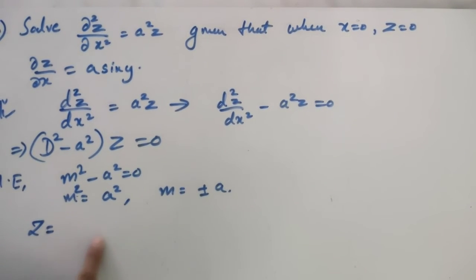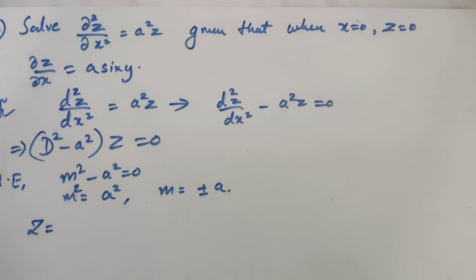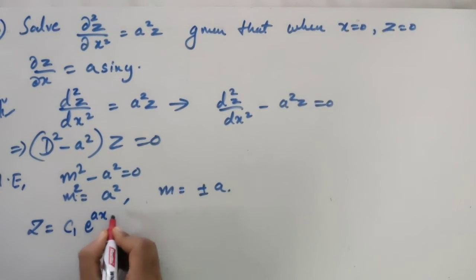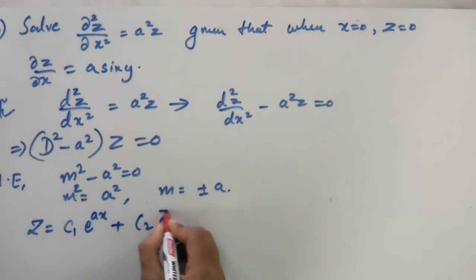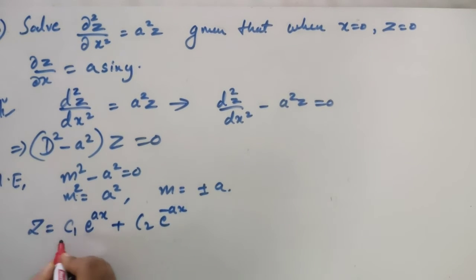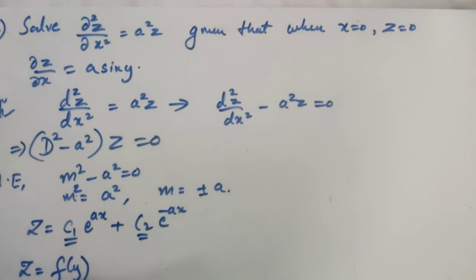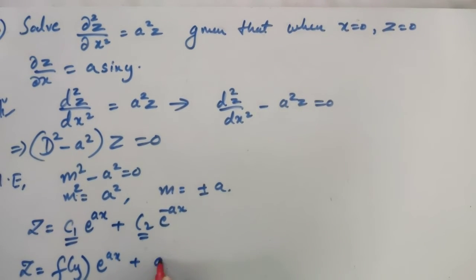So the solution will contain x, and instead of writing arbitrary constants c1 and c2, write a function of y. So first write the solution using c1 and c2 only, but later you have to change it to arbitrary functions of y. Okay, so it will be c1 e to the power ax plus c2 e to the power minus ax. But c1 and c2 must be replaced by the arbitrary functions of y. So z is equal to f of y e to the power ax plus g of y into e to the power minus ax.